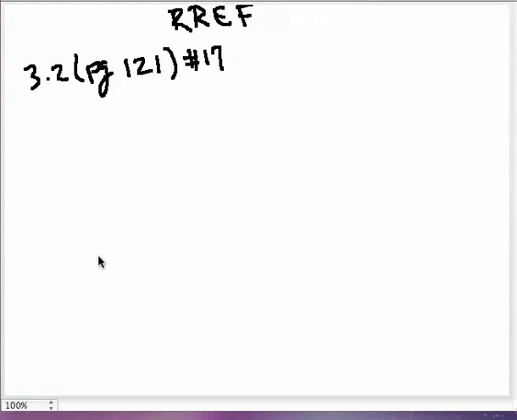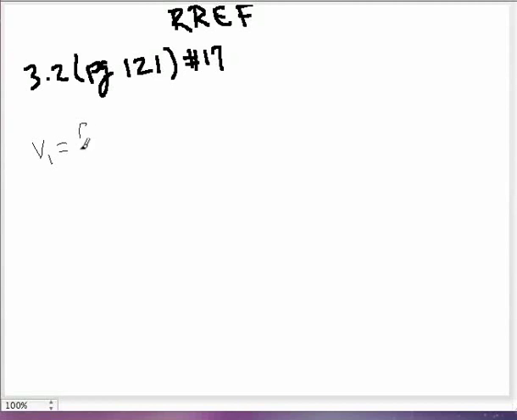So I want to talk a little more about RREF. Judging from the homework, it looks like you guys are catching on to it pretty well. But I just want to touch on a few more problems from the homework. This is problem 17 from section 3.2, and we just want to show the linear independence of three vectors.